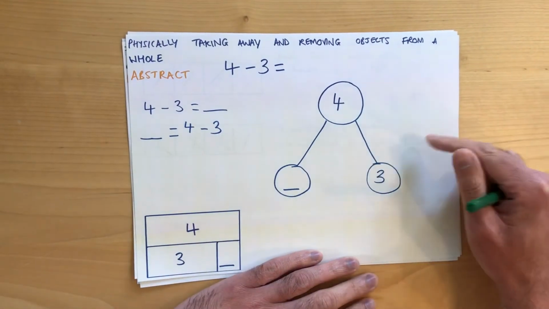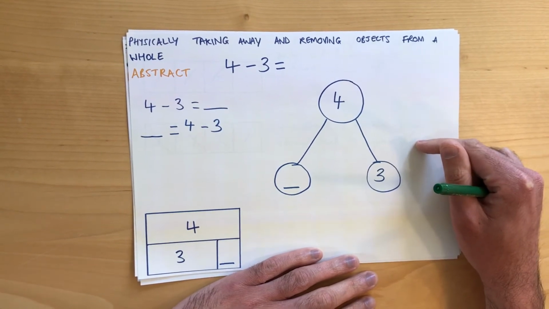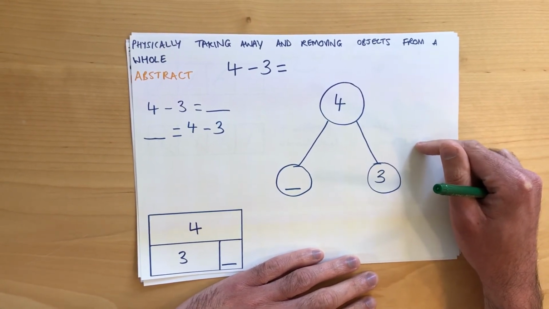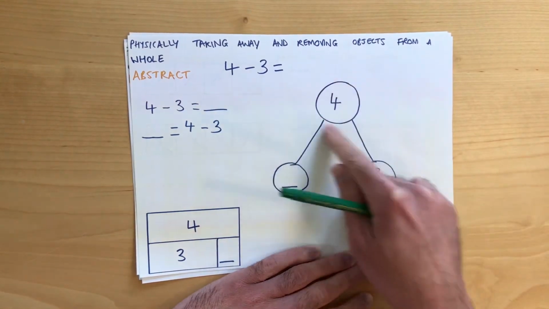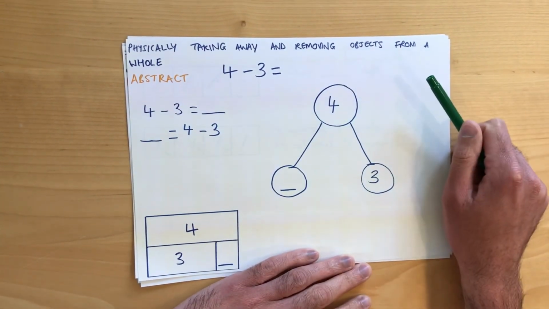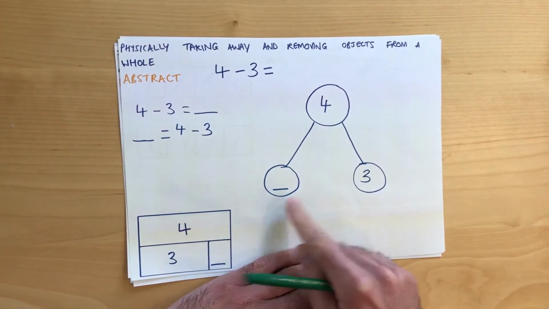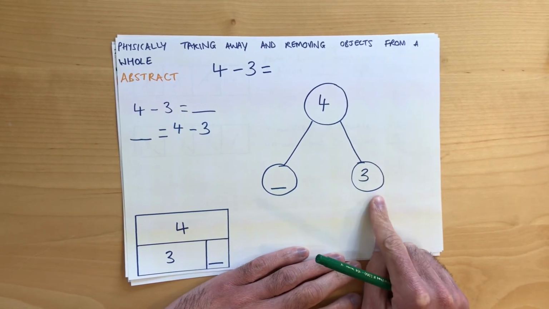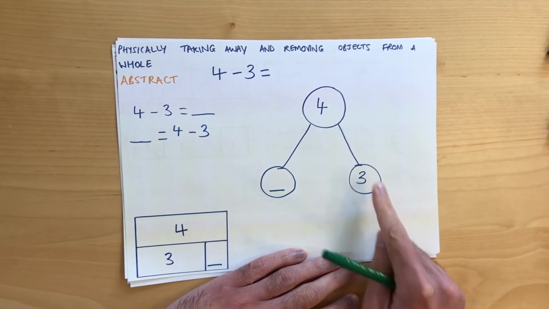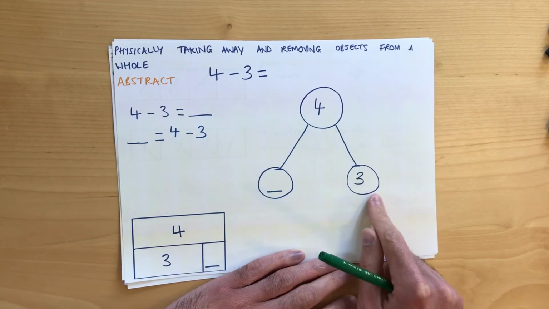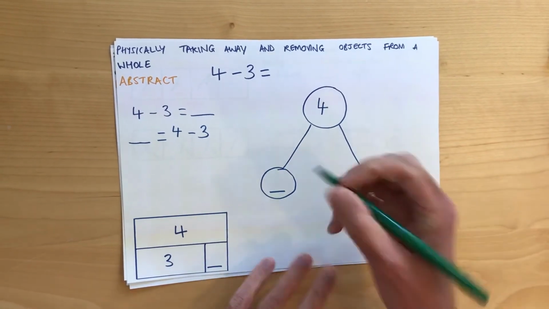This same problem could also be represented using a part-whole model. Unlike addition, we know the whole number, but we don't know one of the parts. We do know one of the parts. So we take this away from our whole. 4 subtract 3, and of course the answer is 1.